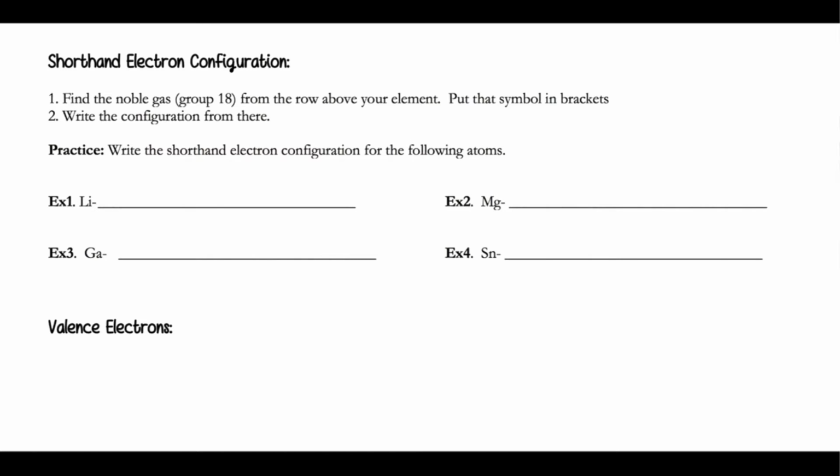The shortcut we use is we actually use a noble gas. What you're going to do is find the noble gas from the row that is above the element you're trying to write the shorthand electron configuration for, and you're going to put that symbol in brackets. Then you're going to just keep writing the electron configuration. Let me show you 4 different examples to make this make sense.